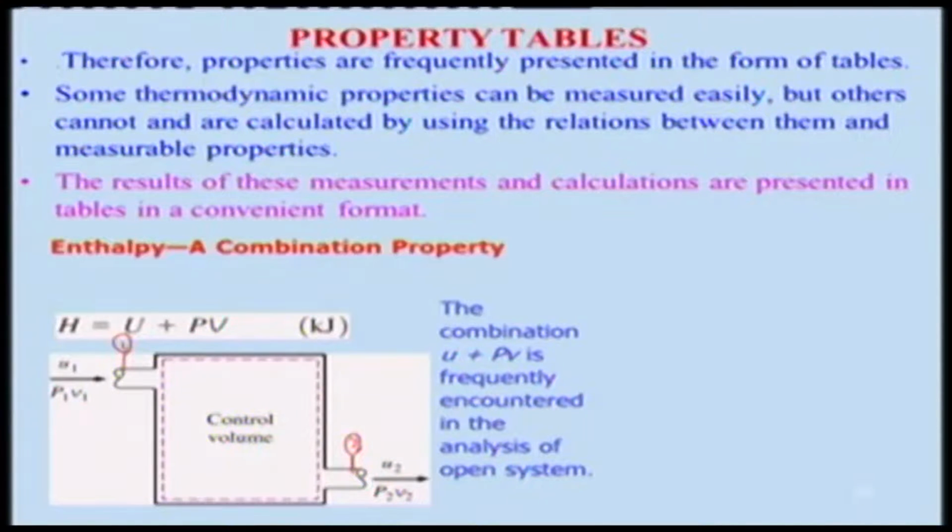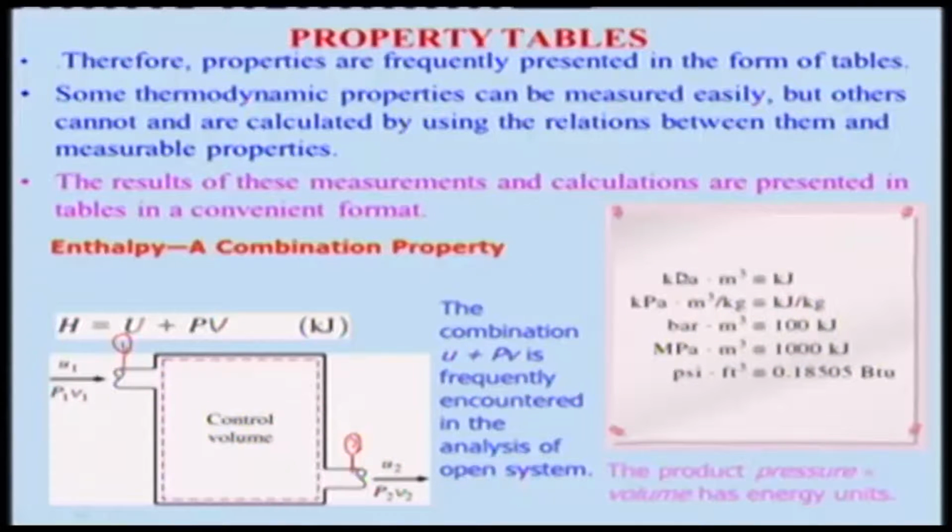If you look at this PV, the unit is joule. Pressure is in kPa and the unit of volume is meter cube, so that becomes kilojoule. If we use the specific volume, that is meter cube per kg, multiplied with the pressure in kPa, you will get kilojoule per kg. In FPS units, we call it BTU, British thermal unit, that is PSI, pounds per square inch, multiplied by feet cube. So, we will be using not the enthalpy as such, but rather the specific enthalpy, which is basically per unit mass.